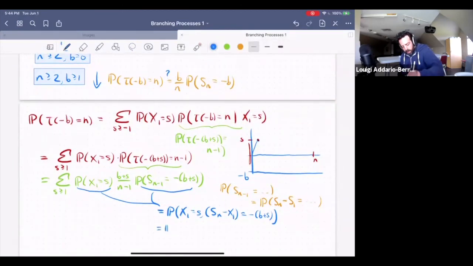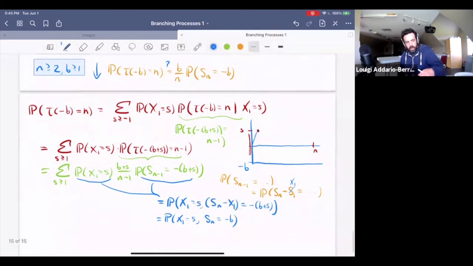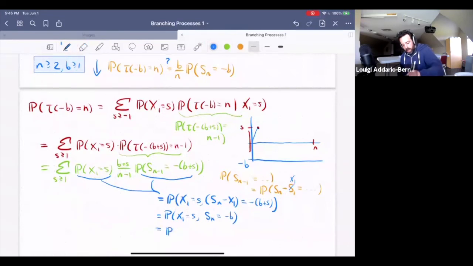And now I've written X_1, but S_1 is X_1, so I can write S_1 or X_1 there, right? So that's the same as the probability that X_1 is s and S_n is minus b. So we say first we make a plus s step and then the remainder of the walk takes us from s down to minus b. Now let me just use Bayes to write that as the probability that X_1 is equal to s given that S_n is minus b, times the probability that S_n is minus b.